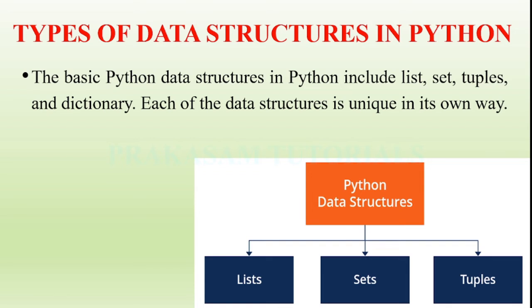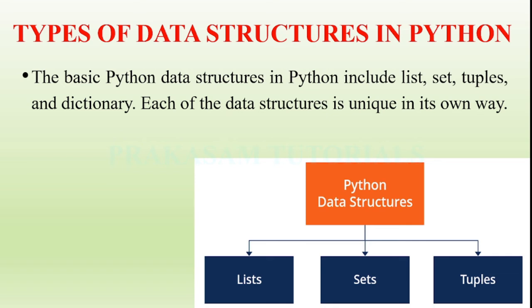There are four collections of data types in Python programming language, that are list, tuple, dictionary, and set. What is a list? A list is a collection which is ordered and changeable and allows duplicate members. And tuple. A tuple is a collection which is ordered and unchangeable and allows duplicate members.